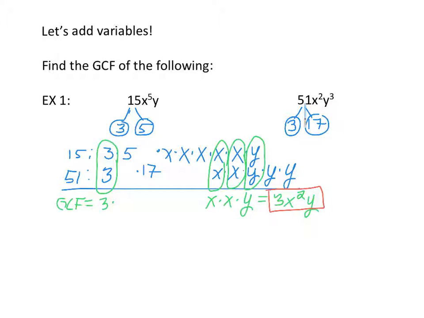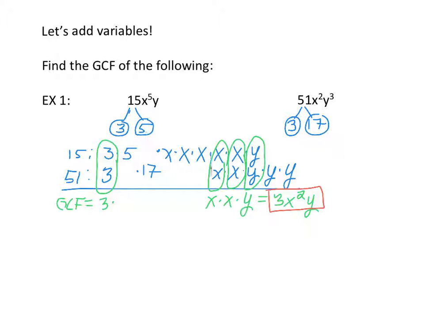So that's a restriction right there. I can only take 2 x's from this one. I can't take 5 like that one has. I can't take 3 because that still only has 2 x's. So the most x's I can take away from both of them and take the same amount is 2 x's, because this one is restricting the amount that we can take away. So you always look at the smallest exponent for your variables, and that's what you're going to take.